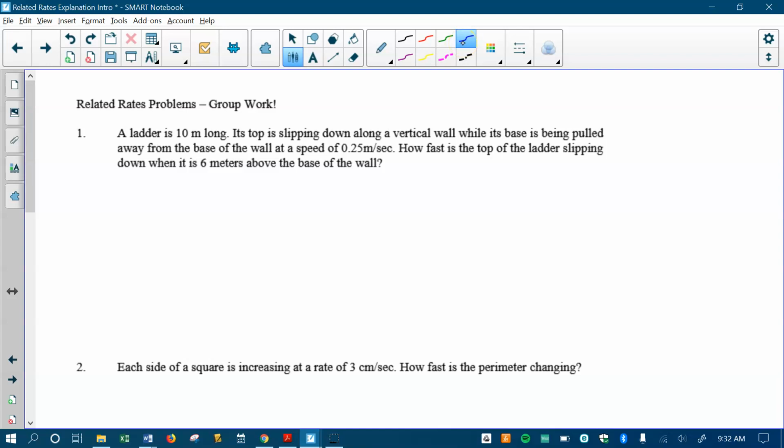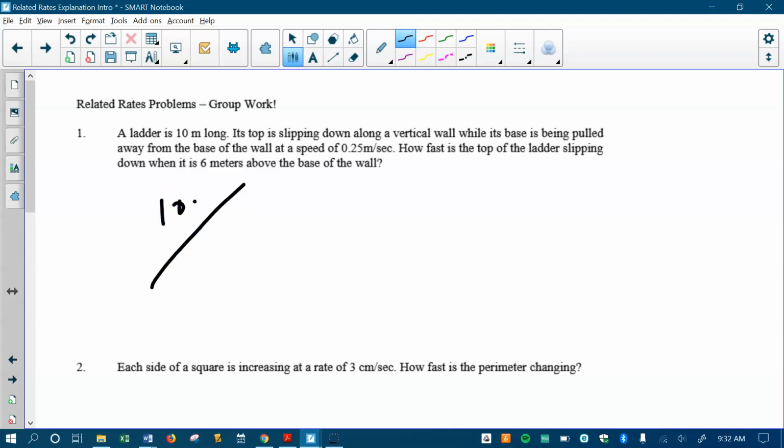Here I have a ladder. It's 10 meters long. Its top is slipping down a long vertical wall while its base is being pulled away from the base of the wall at a speed of 0.25 meters per second. How fast is the top of the ladder slipping down when it's 6 meters above the base of the wall? Yikes. Lots of words. Let's start with something. A ladder is 10 meters long.